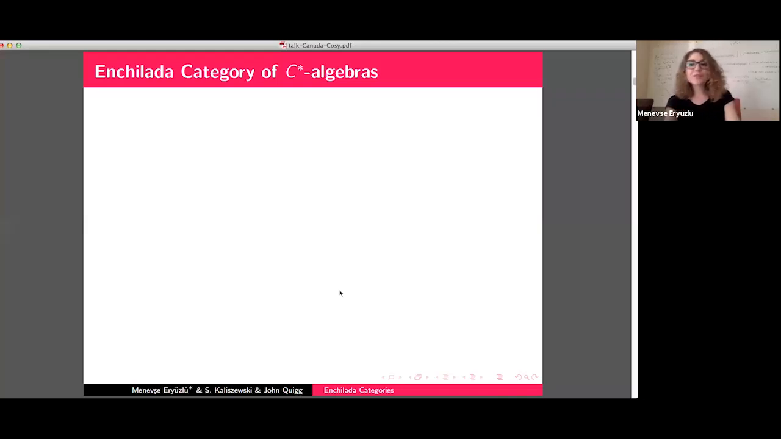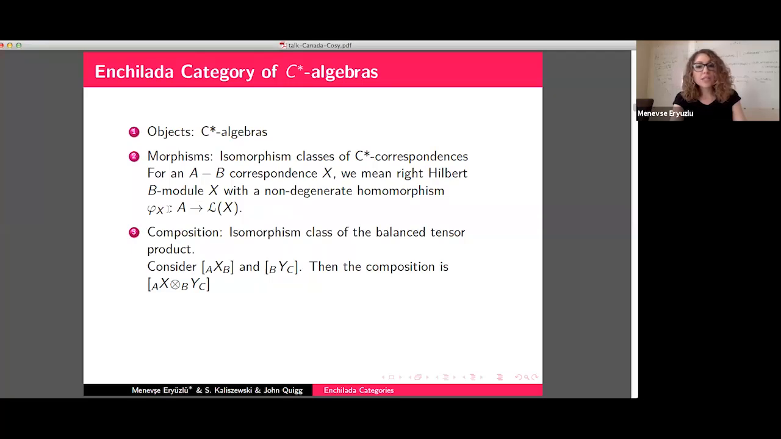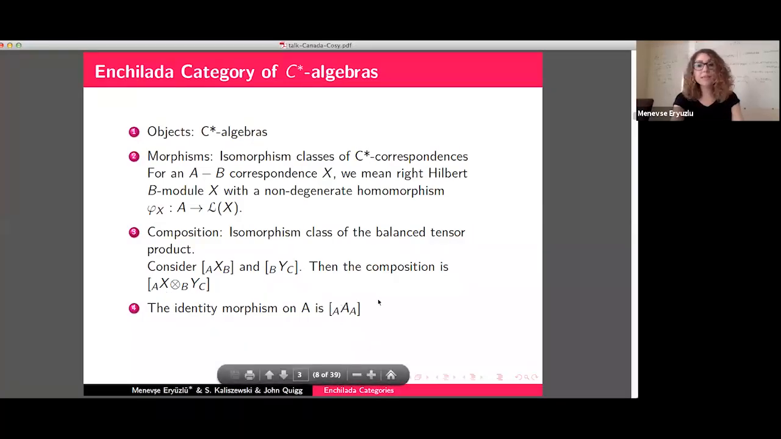First, the Enchilada category of C-star algebras. Our objects are C-star algebras, and a morphism from A to B is an isomorphism class of AB correspondences. Now, when we say an AB correspondence X, we mean a right Hilbert B-module, and the left action is defined by a non-degenerate homomorphism. Composition is the isomorphism class of the balanced tensor product. The identity morphism on A is this, as expected.